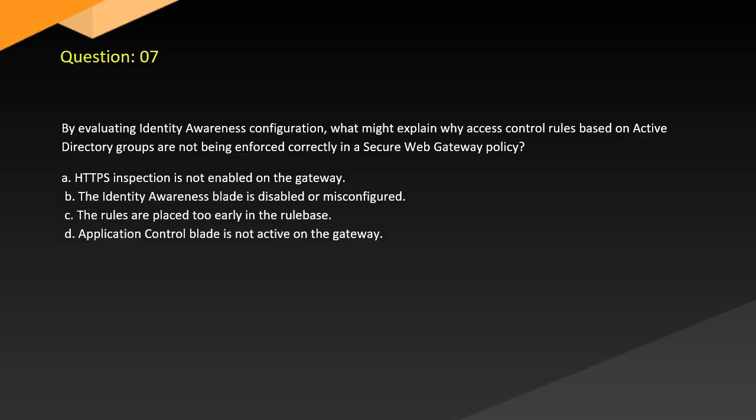Question 7. By evaluating identity awareness configuration, what might explain why access control rules based on Active Directory groups are not being enforced correctly in a secure web gateway policy? A. HTTPS inspection is not enabled on the gateway. B. The identity awareness blade is disabled or misconfigured. C. The rules are placed too early in the rule base. D. Application control blade is not active on the gateway.